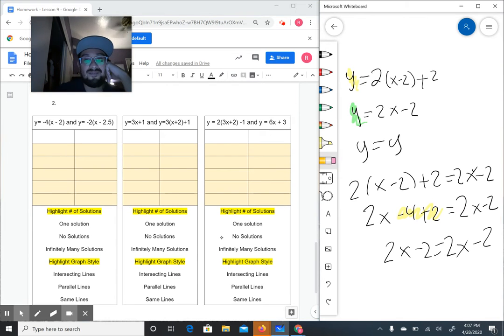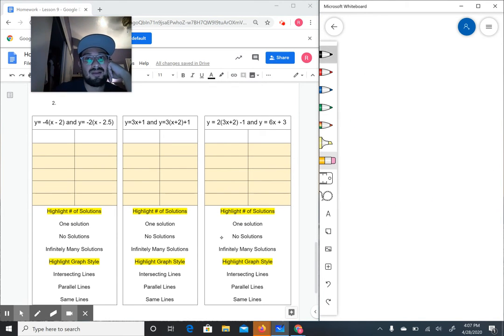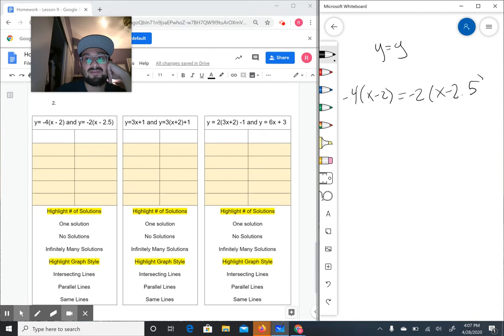So let's clear the canvas. So now we're going to do that y equals y again. So the first y is equal to negative 4x minus 2 equals negative 2x minus 2.5. So now we have little decimals in there. So negative 4x plus 8 equals negative 2x plus 5. So add 2x on both sides.